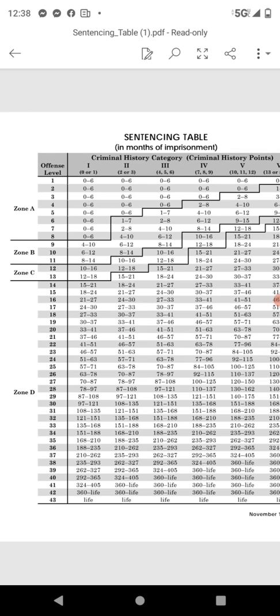Because of their affiliations. So I want to focus on the offense, the Roman numeral number 1, I'm sorry. Okay, so when there's a death involved, that's going to push the base offense level way up, okay?